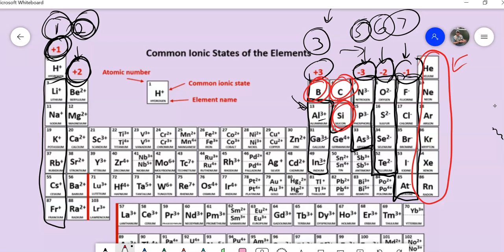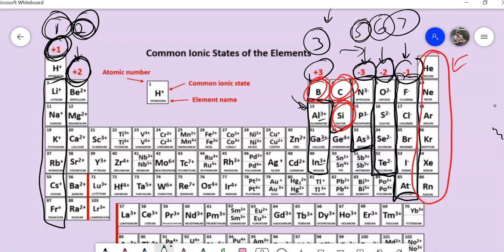And so gaining or losing electrons for those elements would not stabilize them. It would actually cause them to be less stable if they change their electron configuration. So they're already as stable as they can be. Now this brings us to our last group of elements.